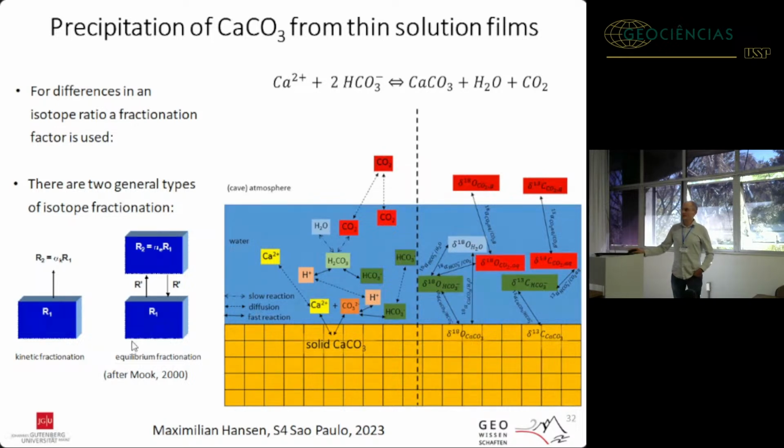But again, in nature, most of these processes would be somewhere in between kinetic and equilibrium, which is usually called disequilibrium isotope fractionation. I prefer the disequilibrium term. And this is just what happens with the isotopes. So you have fractionation between all the different kinds of species, between the water and the carbonate, and between the soft CO2 and the gaseous CO2 as well.